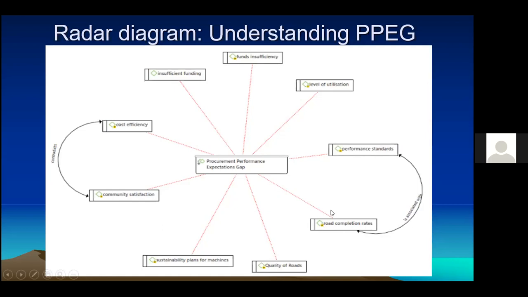often you have seen mounds of soil assembled on the road for some time without working on them. The quality of roads, that these roads wear out within a very short time, just one simple rain and the entire road is washed away. There is no sustainability plan for the machines. So this was the general understanding of the procurement performance expectation gap. And this one, among other constructs, helped us to come up with a quantitative tool which we eventually used for conducting quantitative data collection.